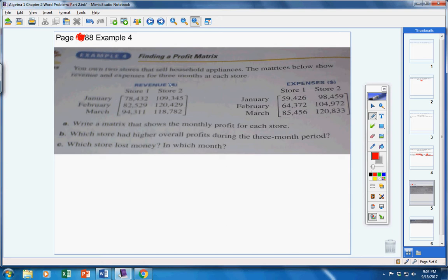You own 2 stores that sell household appliances. The matrices below show revenue and expenses for 3 months. So, store 1 had this much total money come in January, February, and March. Store 2 had this much money come in January, February, and March. Now that's not their profit, that's the total money that came in. They have expenses. So here's the expenses for each month, store 1. Here's the expenses for store 2 for 3 months.